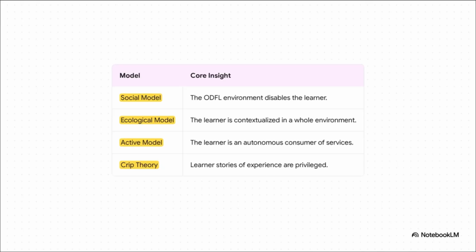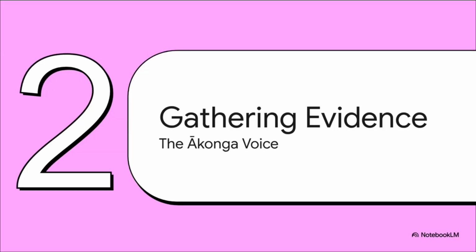So you can see how these 4 lenses create a really comprehensive picture. The social model says the environment itself can be the barrier. The ecological model maps out every player, human and non-human, in that environment. The active model centers the student's own power. And crip theory says, listen to their story. It's a fantastic approach.